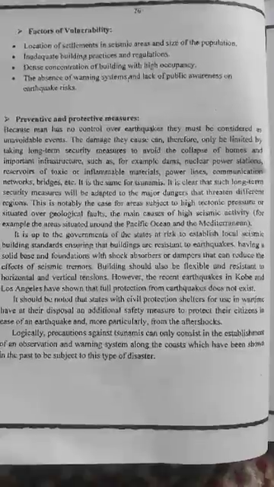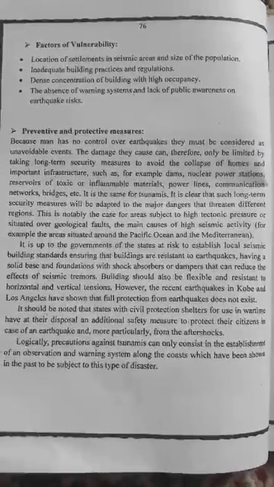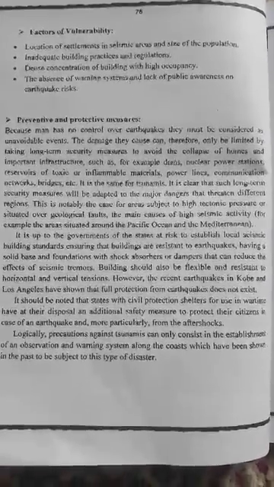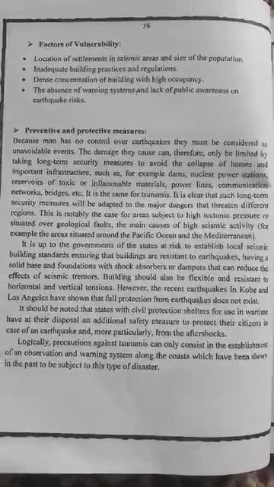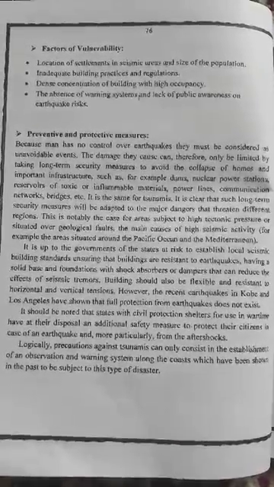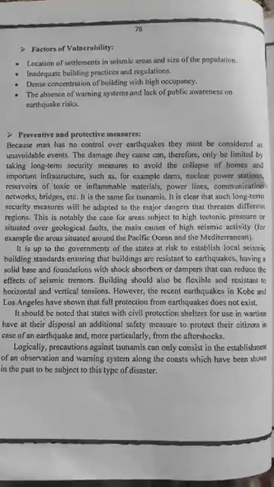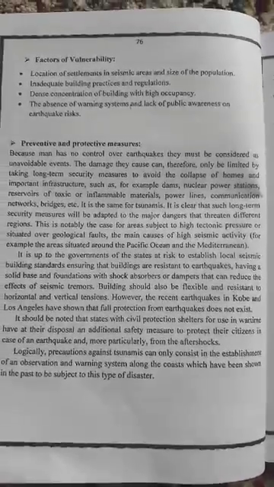So, on the individual level, what are the various precautionary measures we can take to protect ourselves from the wrath of earthquakes? There can be many instructions or measures we can take to protect ourselves from earthquakes. That will be discussed in the next session.